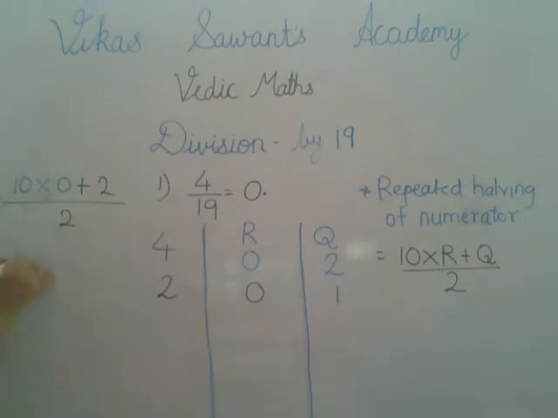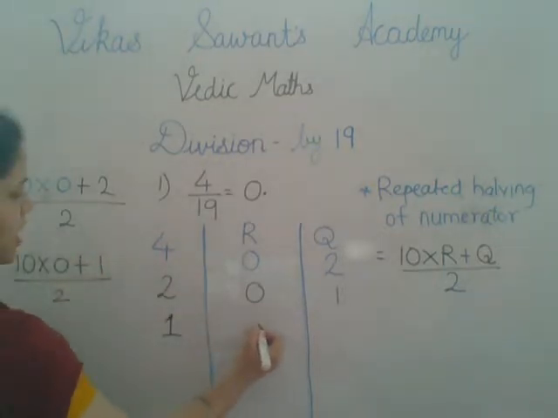Now we have quotient as 1 and remainder as 0. Let's again put it in the formula. 10 into 0 plus 1, divided by 2. 10 into 0 will be 0. It will be 1 upon 2. Now we are dividing 1 by 2. We will get remainder as 1.